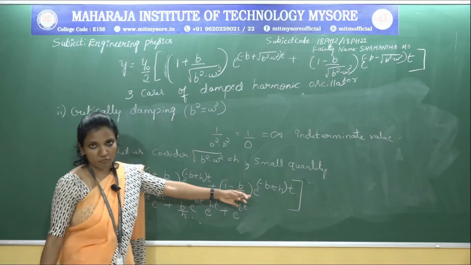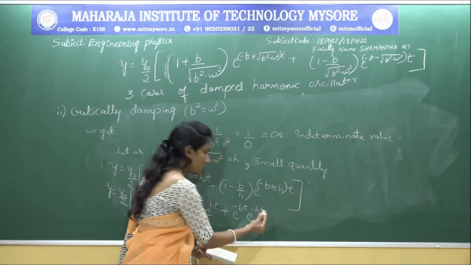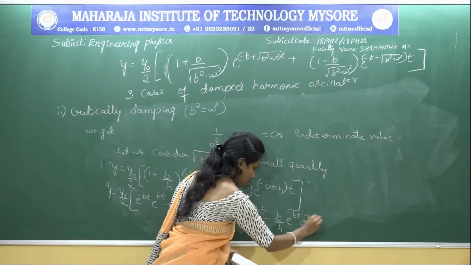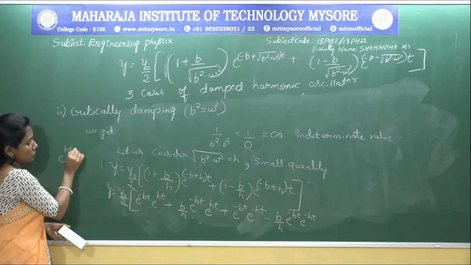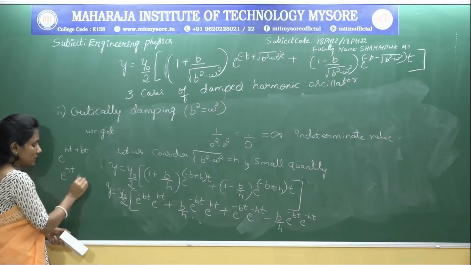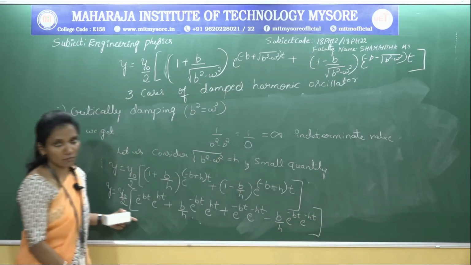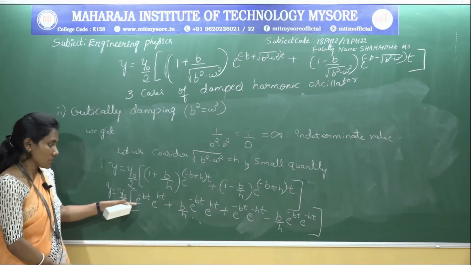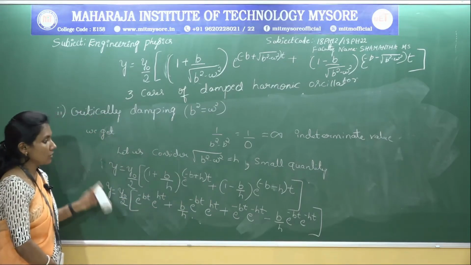Here, if we split this equation, we get e to the power of minus bt into e to the power of minus ht, then minus b by h e to the power of minus bt into e to the power of minus ht. We know how to split the addition of exponential terms. If you observe, what is common in all the terms? The common term is e to the power of minus bt, so we take it outside.